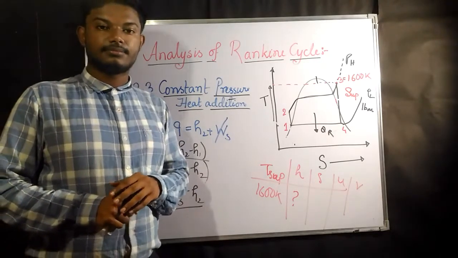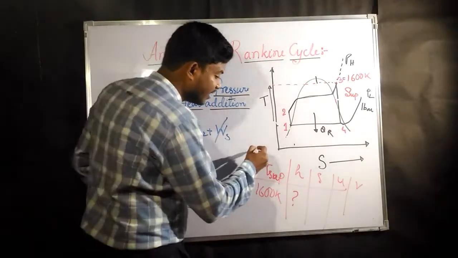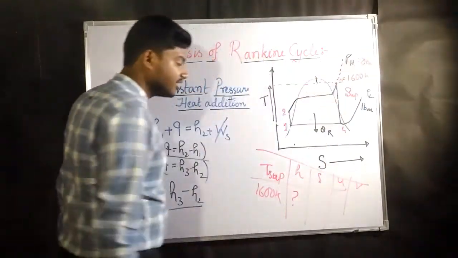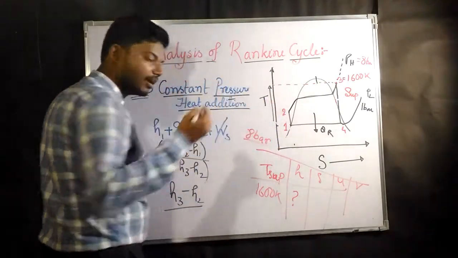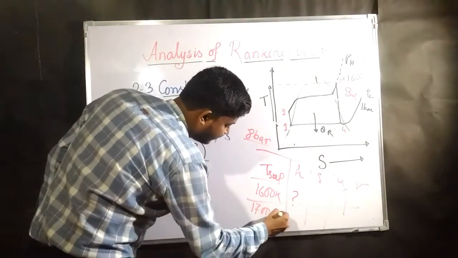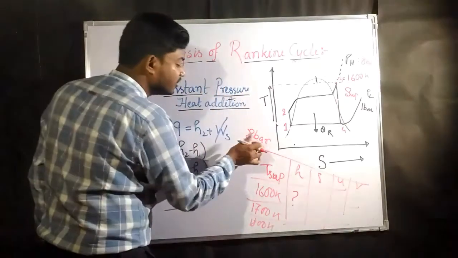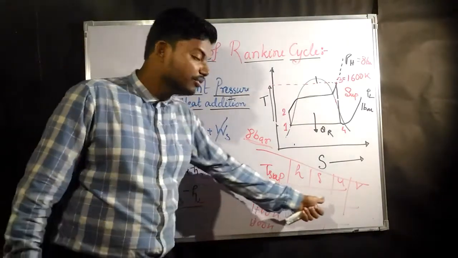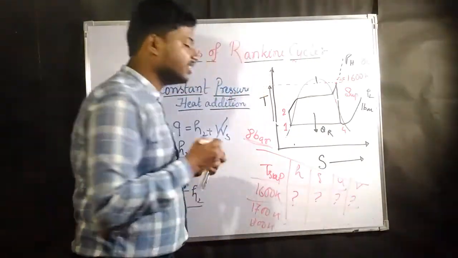Regarding that steam table part where you can find these values, suppose this pressure is at 8 bar. For 8 bar they will already mention it. For 8 bar you will find different temperatures: 1700 Kelvin, 1600 Kelvin or 1800 Kelvin, like this. For this particular pressure at different temperatures, the value of enthalpy, entropy, internal energy, specific volume, all the things would be given.